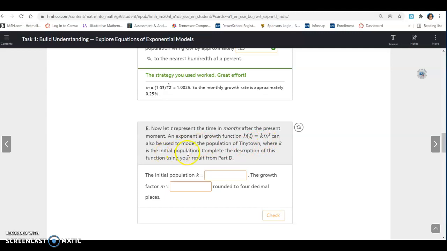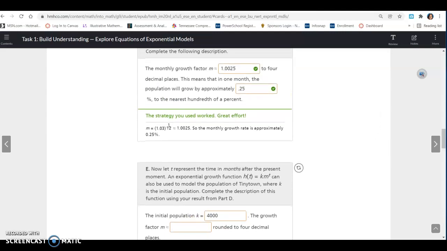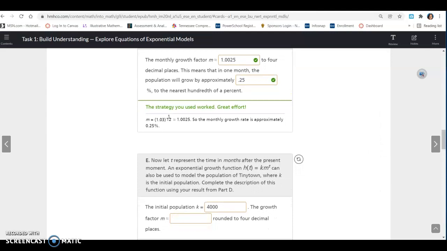Where k is still the initial population, that's your starting amount or your y-intercept, and complete the description using results from part D. Okay, so k was your initial amount. That's just your starting amount. And now we're going to get the growth factor from above, which is 1.0025.